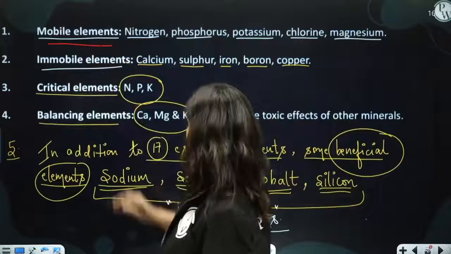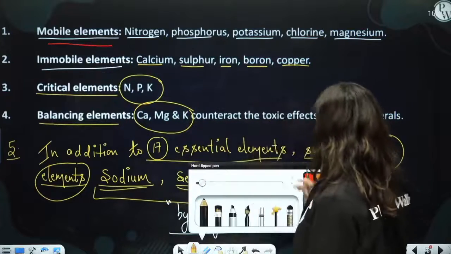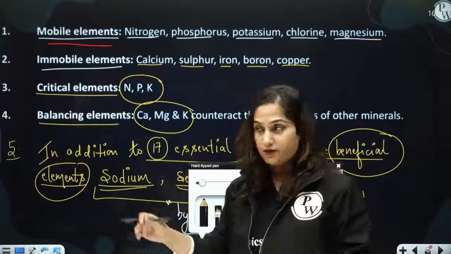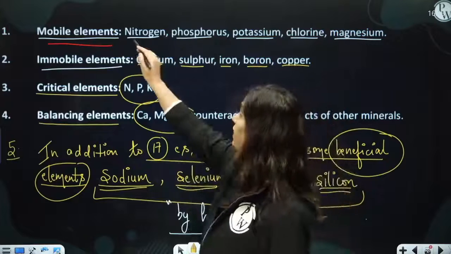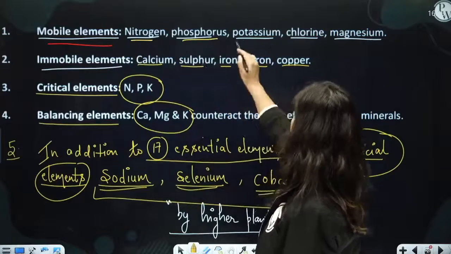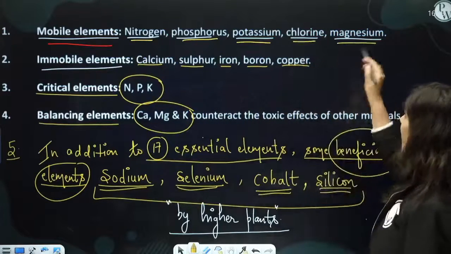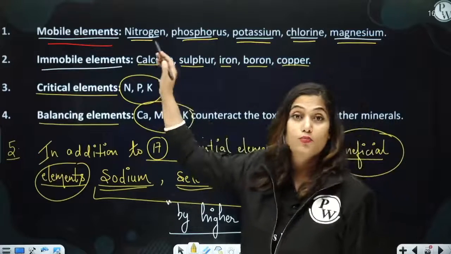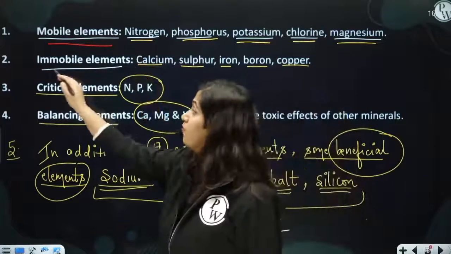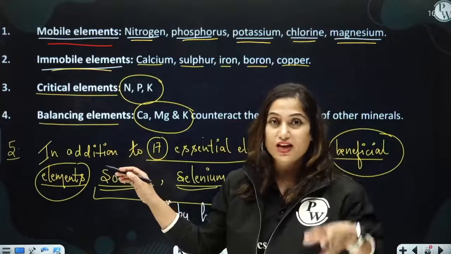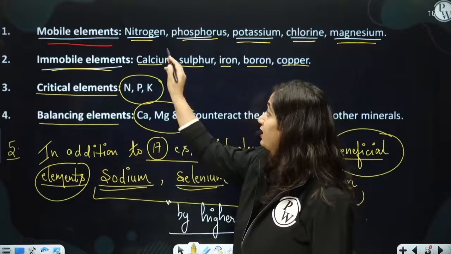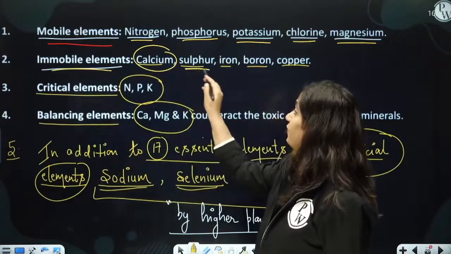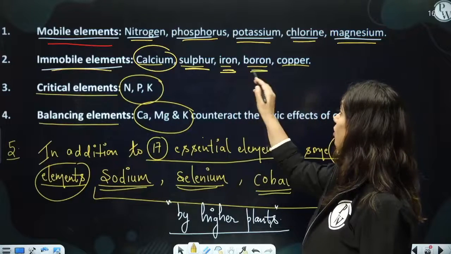Mobile elements are those elements which can move from older leaves to the younger leaves in the plant. The examples are nitrogen, phosphorus, potassium, chlorine, magnesium. These all are the mobile elements. Immobile elements, which cannot move, are the structural components: calcium, sulfur, iron, boron and copper.